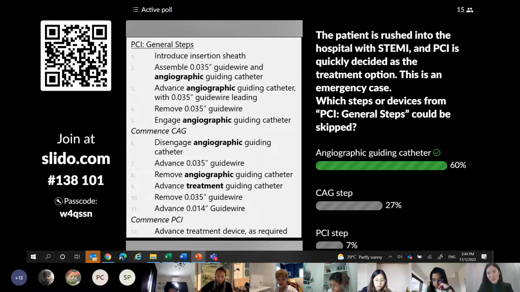Okay, I think most of you got it right. When an emergency case happens, sometimes you will not see the angiographic guiding catheter being used, because although there's a difference between angiographic and treatment guiding catheter, the treatment one can still be used for CAG. So to save time from this exchange, from this angiographic catheter to treatment guiding catheter, sometimes they just don't use the angiographic catheter, especially in an emergency case.